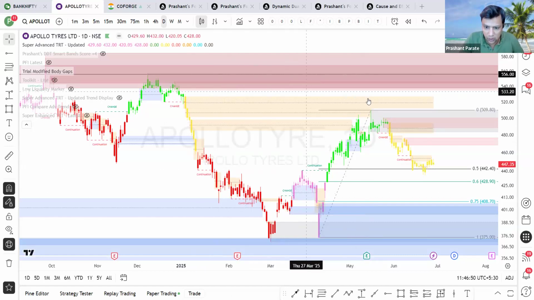You can notice there are strong hidden gaps. One reaction came from here, price came up to this. This strong hidden gap gave reaction, went up to that. That strong hidden gap gave reaction, came up to this. Again went up and now it is coming down.